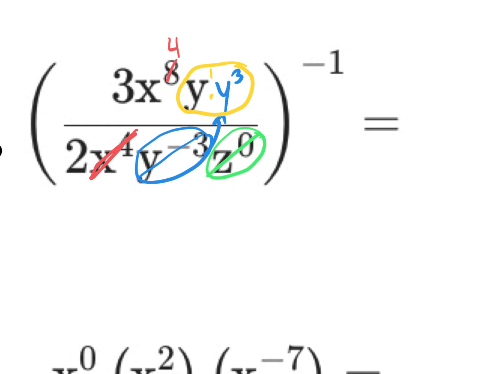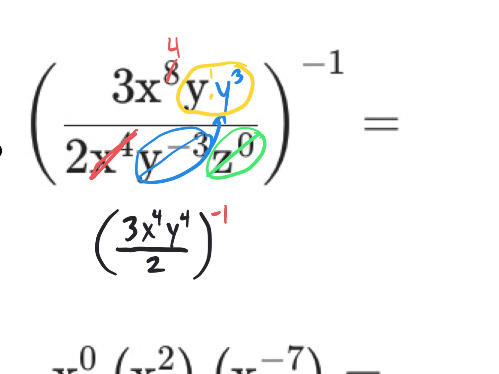Okay, so let me rewrite what I have so far. I have the parenthesis. I have the 3x to the 4th. I have a y to the 4th. And it's over what's left over on the bottom? Just 2. Okay? Now, don't forget about the negative 1 that's still on the outside. So a negative 1 still on the outside. So now we could distribute that negative 1 to each and every term on the inside.